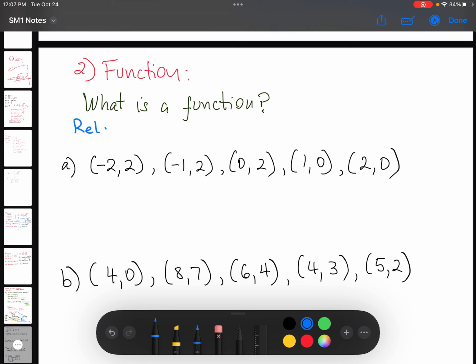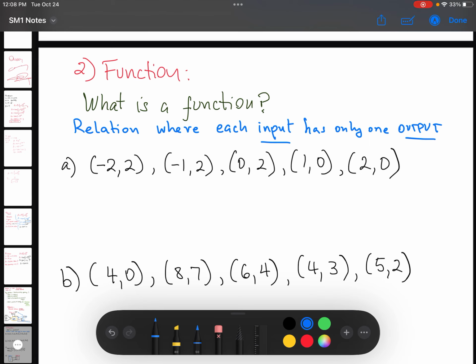I think it's going to be important for us to take notes. A function is a relation where each input, remember the input and output from our previous video, has only one output. And this is the essential definition of a function in terms of mathematics. Each input has one and only one output. That relation is now going to be called a function.